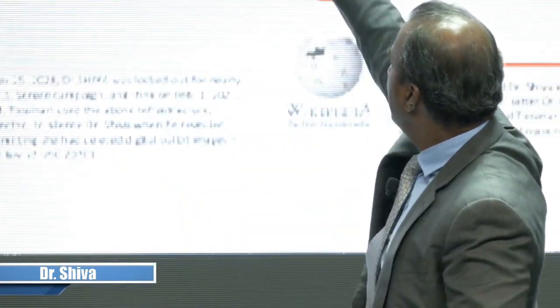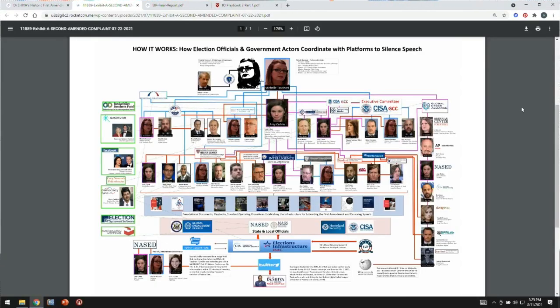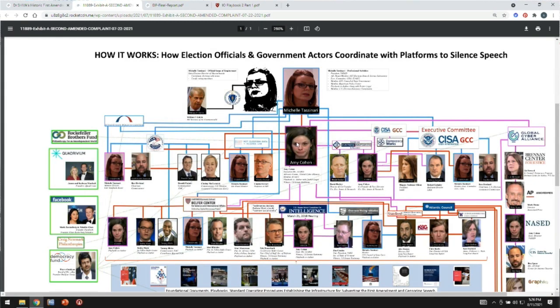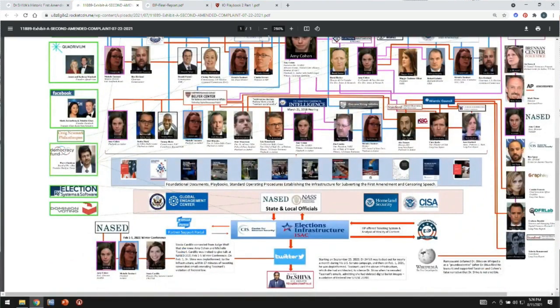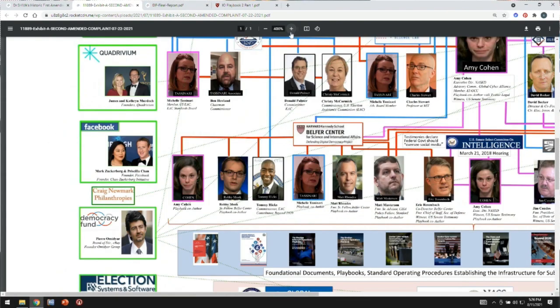And what this lawsuit shows is the woman that I was critiquing contacted that other woman. But look, they had created this infrastructure. Doug, zoom in. Zoom into the playbooks. And these people, none of them were elected by you or I. Scroll down, Doug. You see that? No, zoom into the playbooks right there.